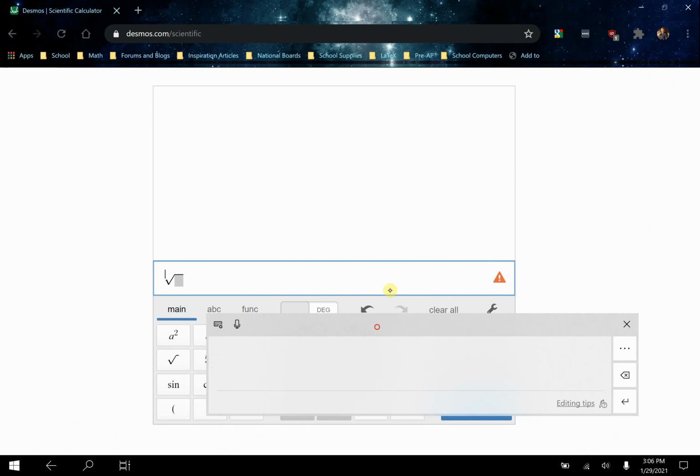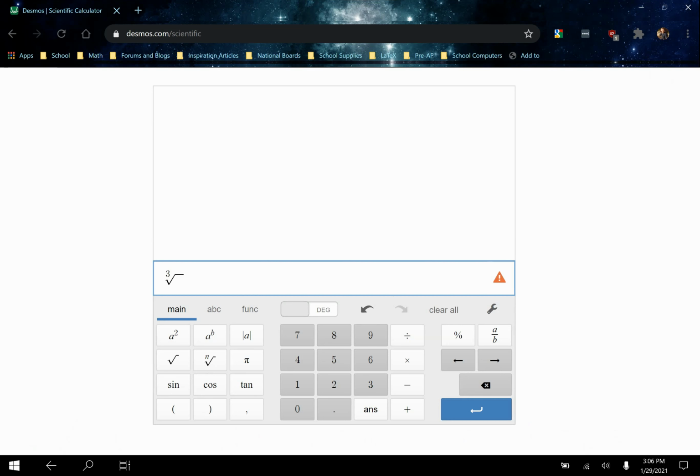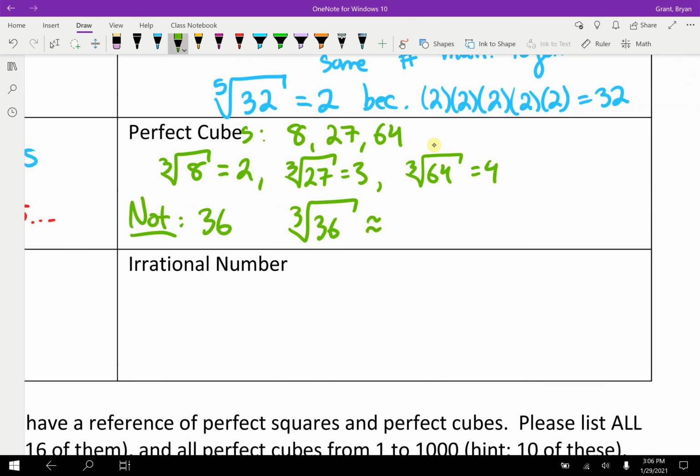And the first thing that pops up is the index. We want it to be a cube root. And then we move over. The cube root of 36 is 3.301. You could have rounded and said 3.302. Awesome. We're getting the idea here.